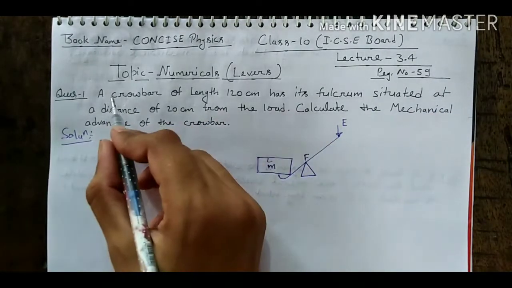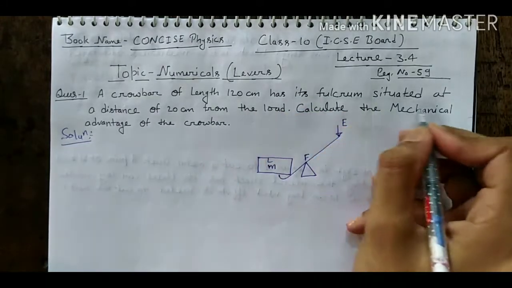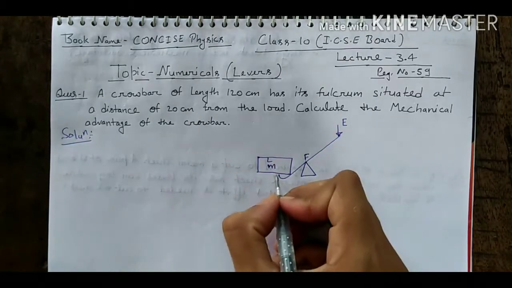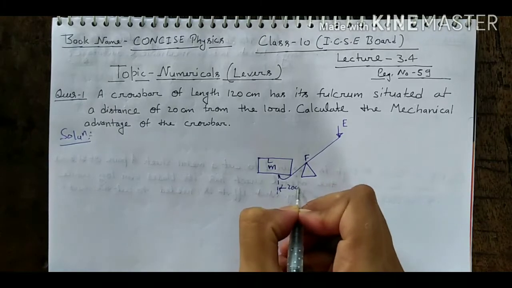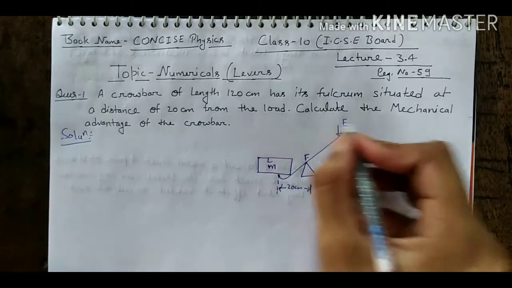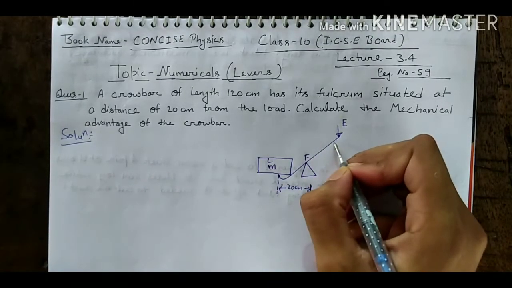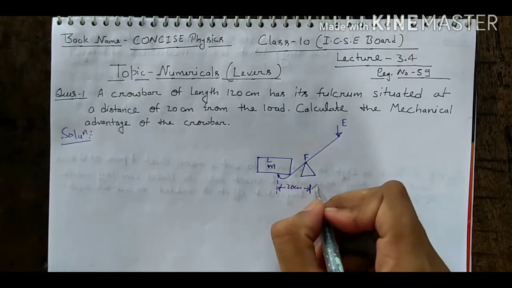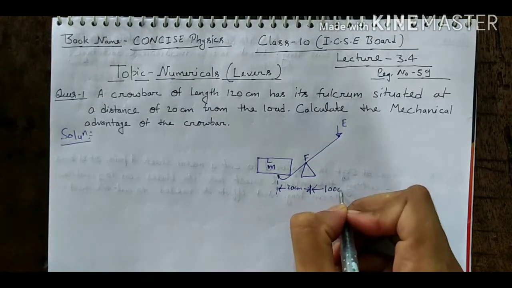According to the question, the length of the crowbar is 120 centimeter and the fulcrum is situated at a distance of 20 centimeter from the load. Calculate the mechanical advantage. If the total length is 120 centimeter and the length from load to fulcrum is 20 centimeter, then the length from fulcrum to effort will be 100 centimeter.